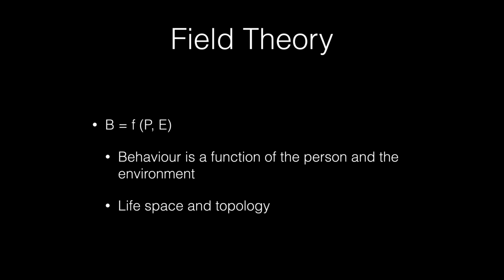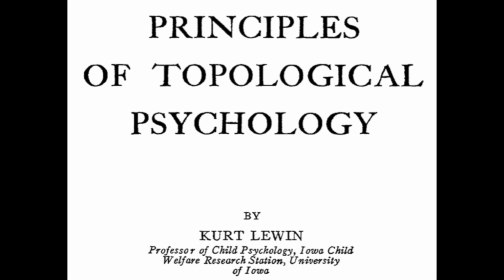And so he's saying that if you really want to understand why someone does what they do, you have to take into account their personality characteristics, their motivations, their feelings, but you also have to take into consideration the environment in which that person is in. And so the way that he would try to understand it and make predictions was by talking about something called the life space and using topology, which again he borrowed from physics and its emphasis on forces.